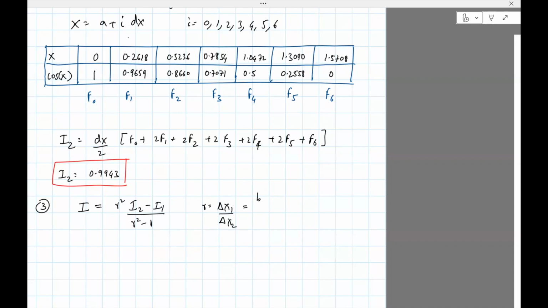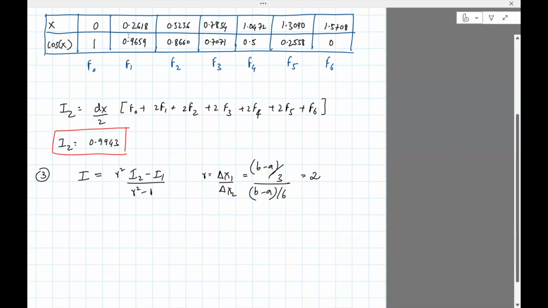Yeah, so if you want, you can also put this b minus a divided by n. We had used 3, and then we had used 6 for the second one. So this is approximately 6 divided by 3, it's 2. So r is 2 here. But it doesn't have to be 2, right? You could also use n and n plus 1. It doesn't really matter.